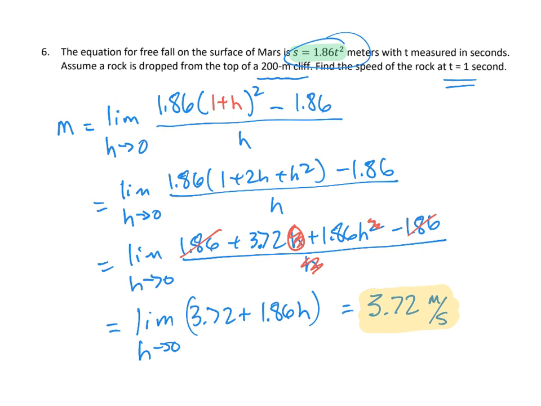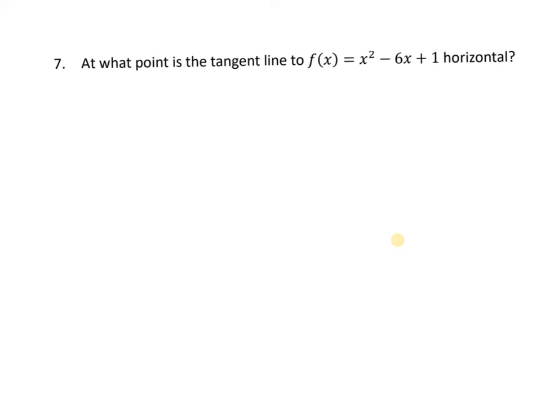Now we just need to talk about horizontal tangents, which is in problem 7. Okay, here's our last problem. It says, at what point, and that's a big deal because that's a new question, we haven't been asked that question yet, is the tangent line horizontal? So what you need to know is that lines are horizontal when their slope is 0. So essentially, we want to know when the slope is 0.